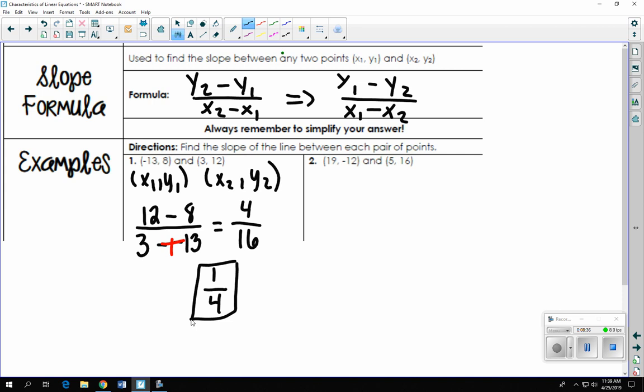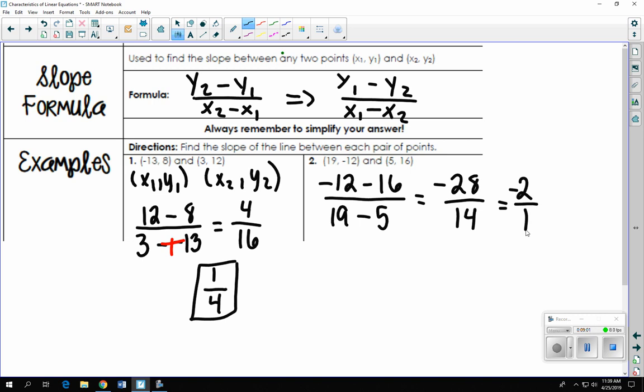Now for number 2, I have 19, negative 12, and 5, 16. I'm going to show you the y1 minus y2 formula here, where I have negative 12 minus 16 divided by 19 minus 5. Negative 12 minus 16 will give me a negative 28, and 19 minus 5 is 14. I can simplify that down to negative 2 over 1, or just straight up negative 2.